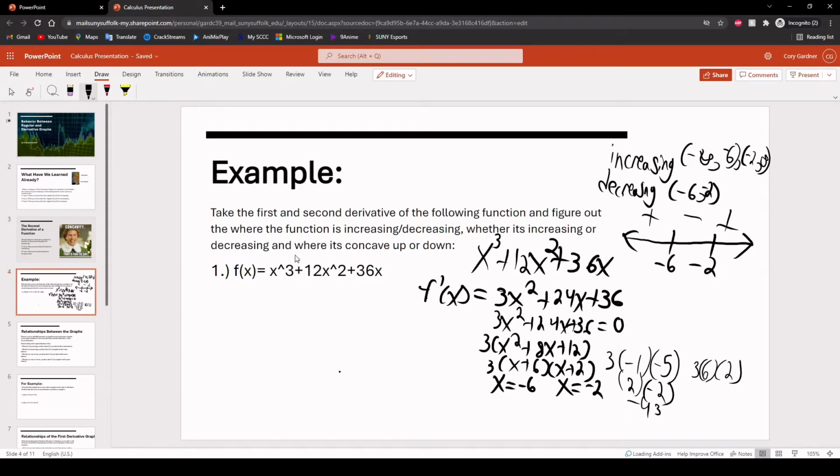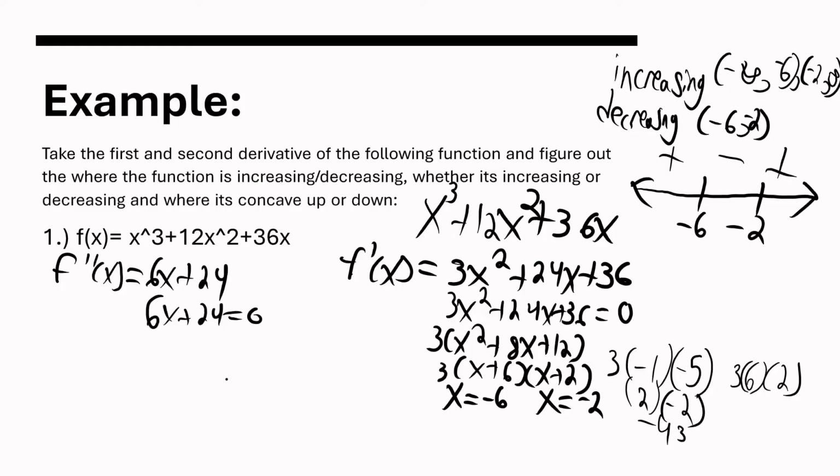Now, in order to find whether it's concave up or down, we need to take the second derivative. So we had the first derivative over here, so just do a quick power rule. We'll find that the second derivative is equal to 6x plus 24. So now, same thing as before, set it equal to 0. So 6x plus 24 equals 0. Subtract the 24 from both sides.